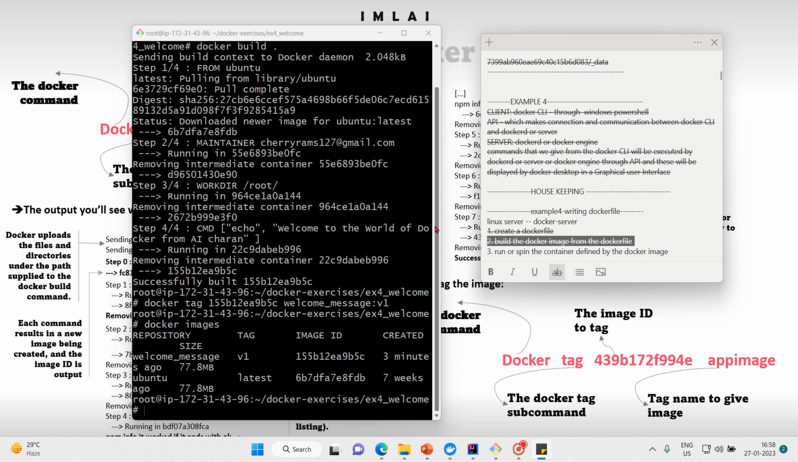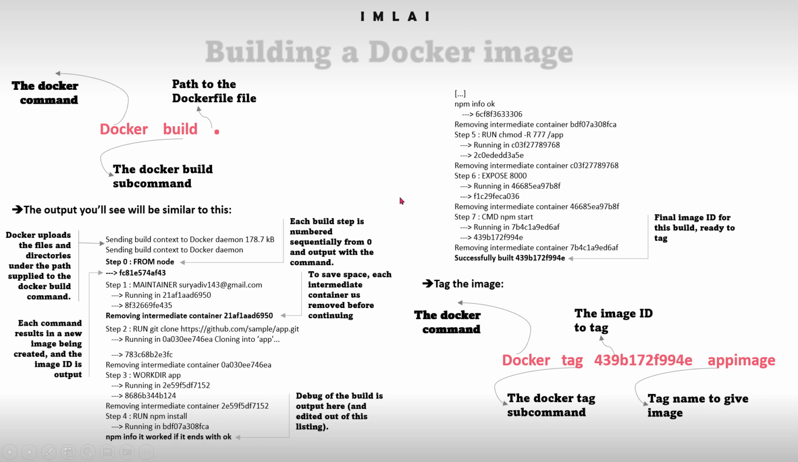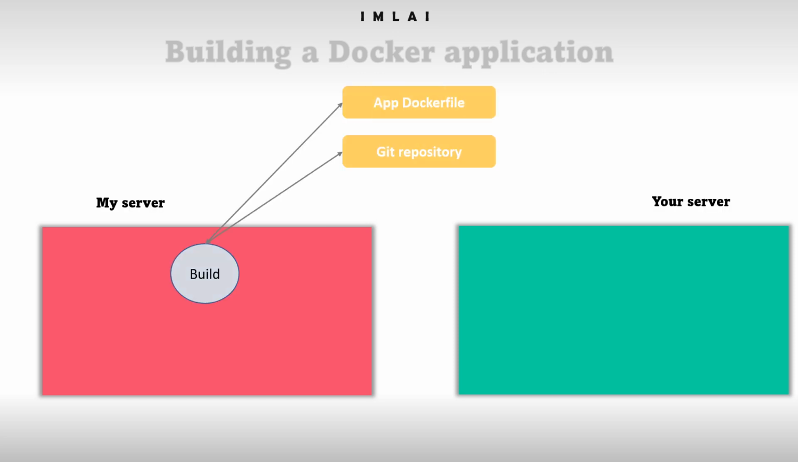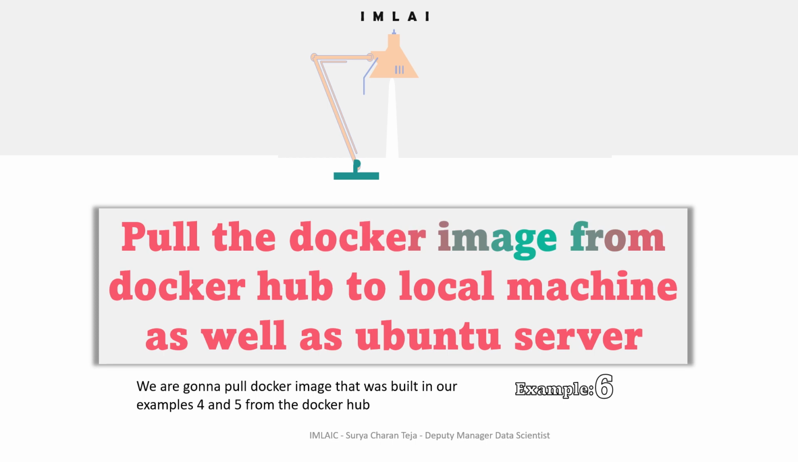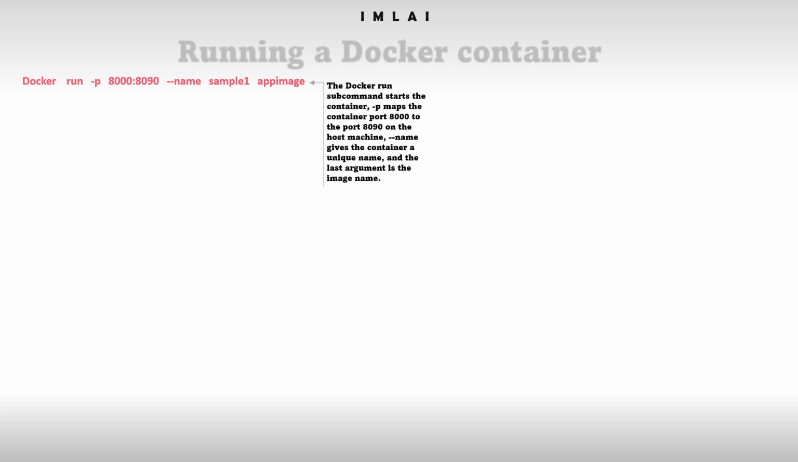So now what's next? What's there to do next? Now to spin the container, that's what is left. So now it's time to spin a container, run a Docker container. For that, the command that you have to mention here is docker and then run and then image name, the last one.